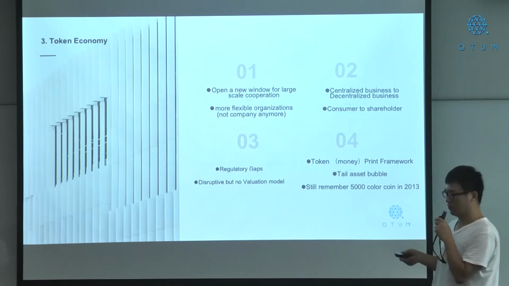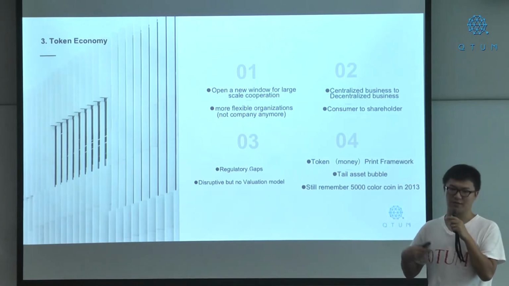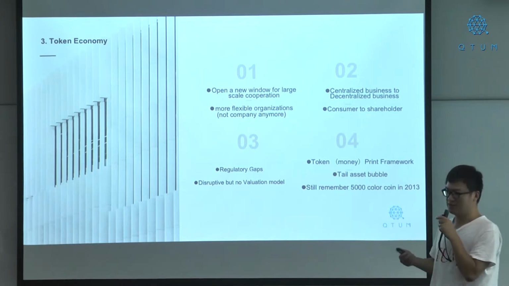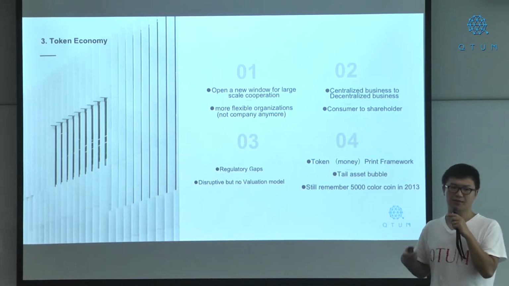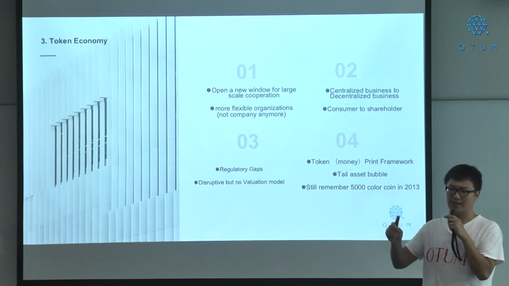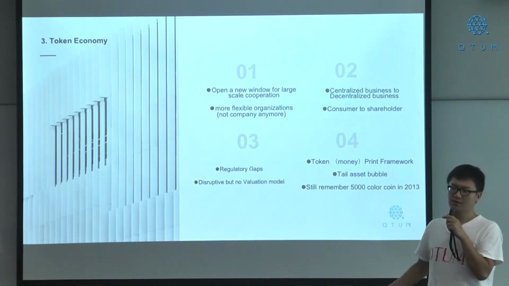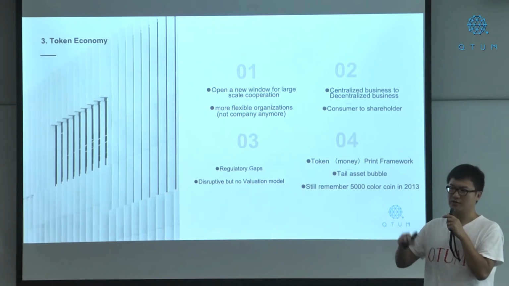So it's more like a token print framework. You know, with ERC20, QRC20, everyone can release their token. So this will lead to some bubbles, the long tail asset bubble. It's not the top asset, not the good asset, but some asset at the bottom. You know, it's like the bubbles.